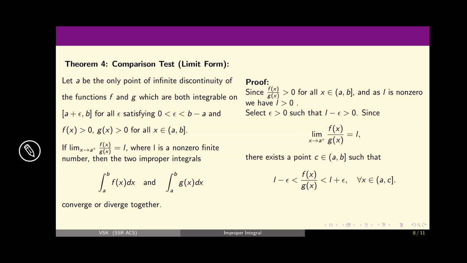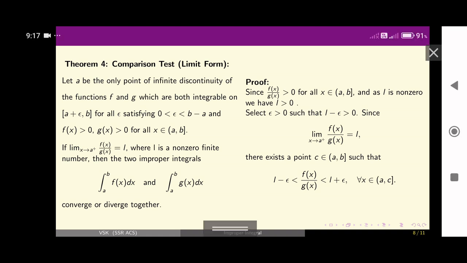So let us proceed to the next theorem. This is the comparison test, limit form. Let us see what the assumptions are. Let a be the only point of infinite discontinuity of functions f and g, and both are integrable on the interval [a+ε, b] for ε satisfying this inequality, and f(x) > 0, g(x) > 0. These two are assumptions for all x belonging to (a, b].